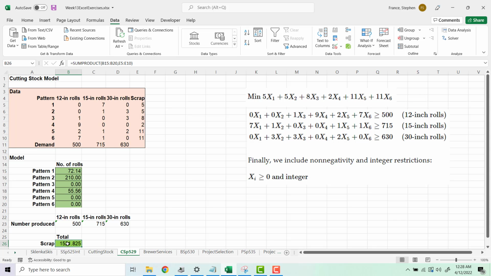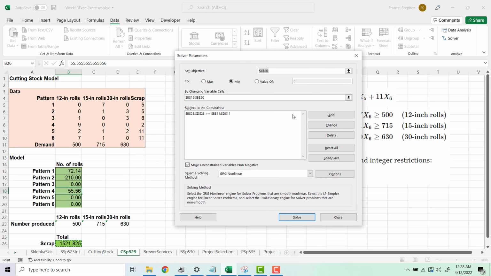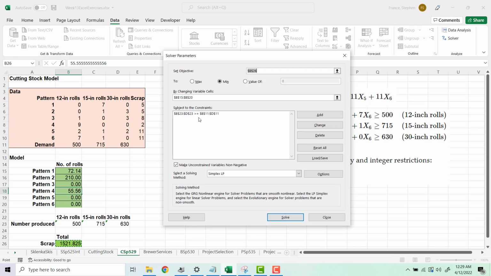And we get 1,521 scrap, but you see we have partial rolls here, which isn't a real solution. I guess we could round these, but we still wouldn't be guaranteed a feasible solution. We could play around with this solution to get a decent answer, but let's go back to solver. Oh, we should have used the simplex. Let's do the simplex again. But we get exactly the same result, because it's a relatively easy problem.